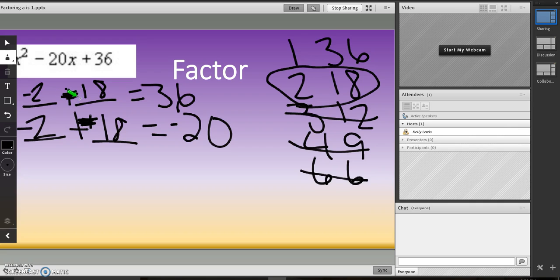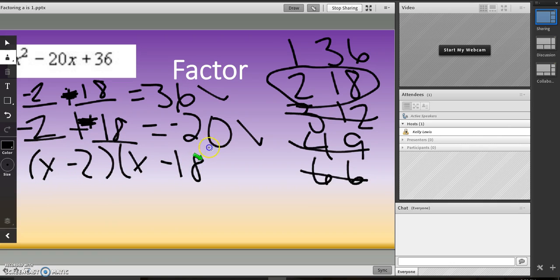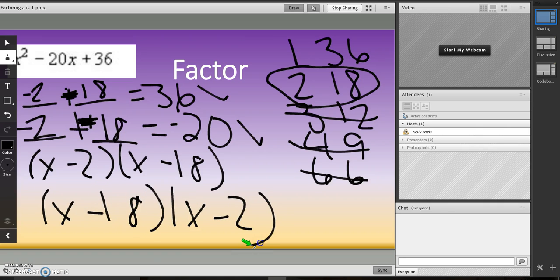So -2 plus -18 is -20. And then -2 times -18 is +36. So we have (x minus 2)(x minus 18), or (x minus 18)(x minus 2). And you can do that because, like, 5 times 4 is 20, just like 4 times 5.